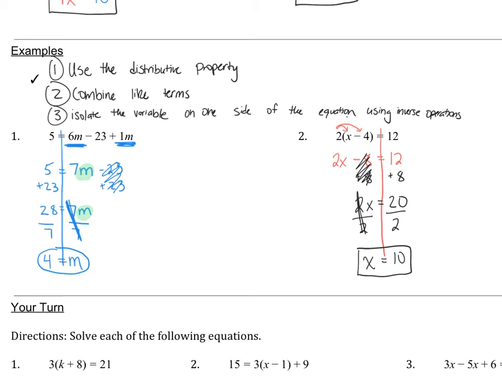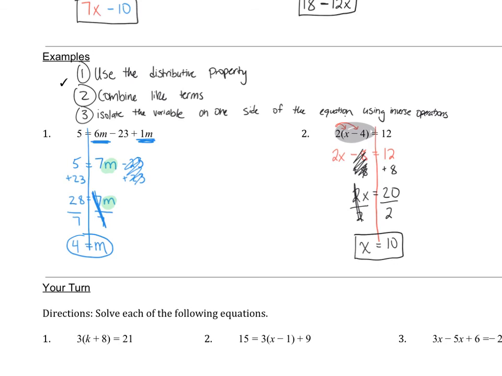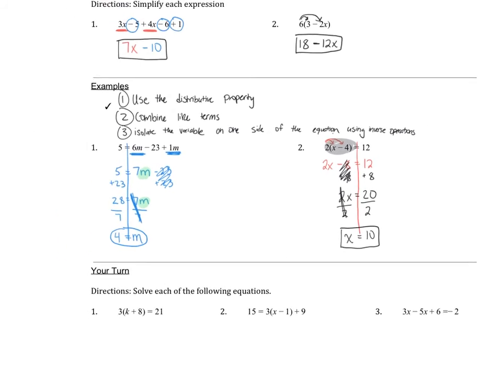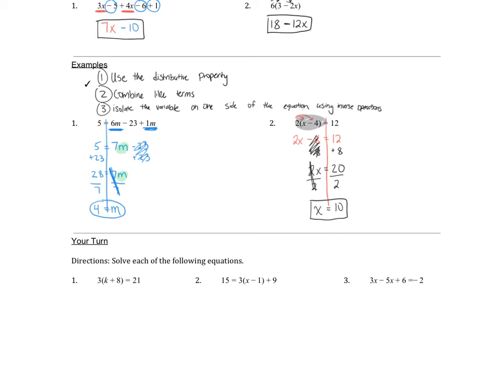So reviewing that problem one more time. For number 2, the first step I did was I distributed. So I distributed first that 2 times x, which is 2x, minus 2 times 4, which is 8. Because there's no like terms, I did not combine like terms. So I moved right on to step 3, and I'm isolating that variable. So I used some inverse operations. I added 8 to both sides, and then I divided by 2 to get my final answer of x equals 10. So that is how you solve equations when you have combining like terms and the distributive property.